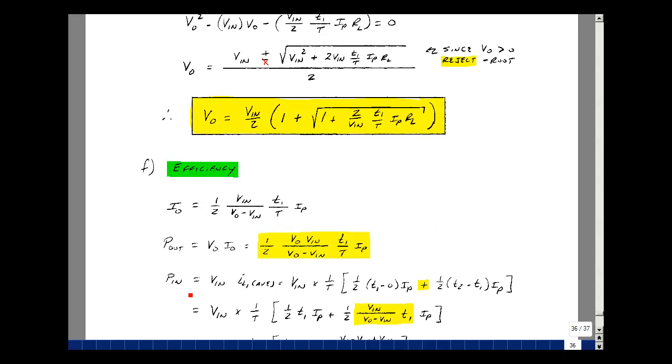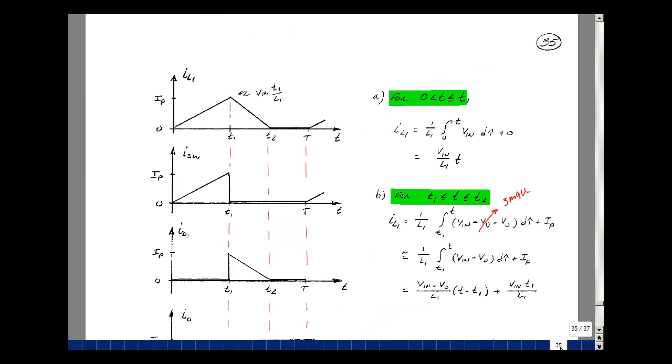The input power is going to be equal to 1 over T, the integral of the product of voltage and current. But since the input voltage is constant, you just pull that out, and we just have the definition then of the average current that's coming in, which is the inductor current. I broke this into two summations. Let's take a look at the previous page and let's see how that works.